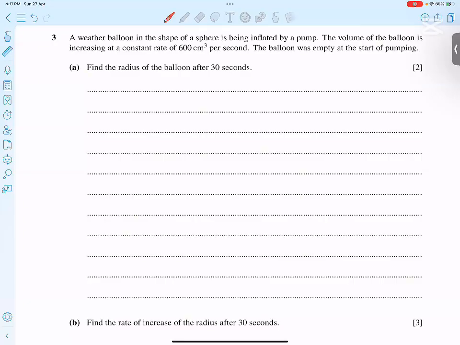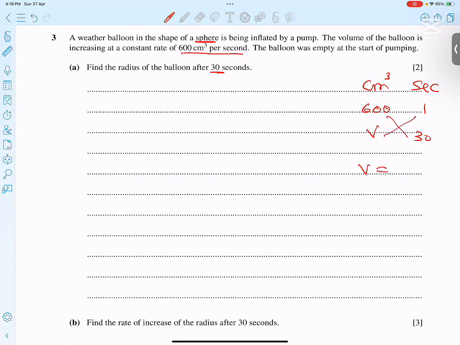Question number 3, the weather balloon is the shape of a sphere. The volume of the balloon is increased at a constant rate of 600 centimeter cube per second. It means 600 centimeter cube in 1 second. And the balloon was empty at the start, there's no air inside. We need to find the radius of the balloon after 30 seconds. So 30 seconds, I'm writing here.